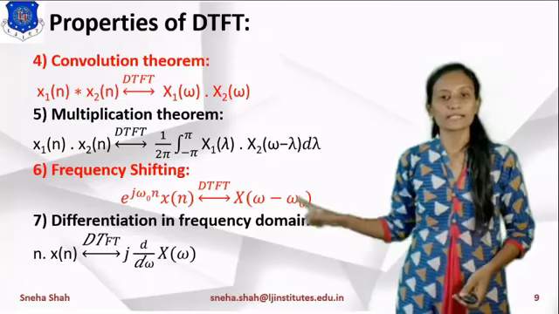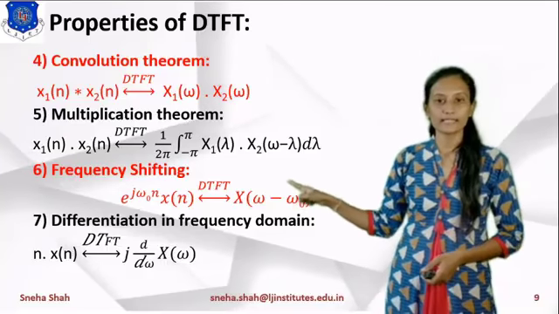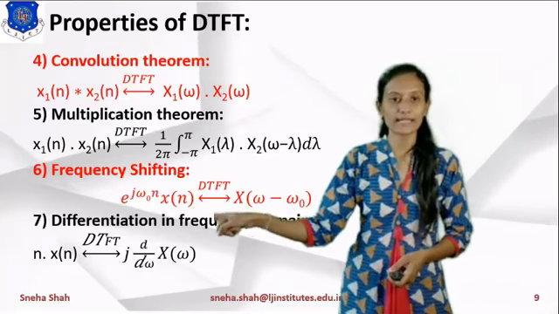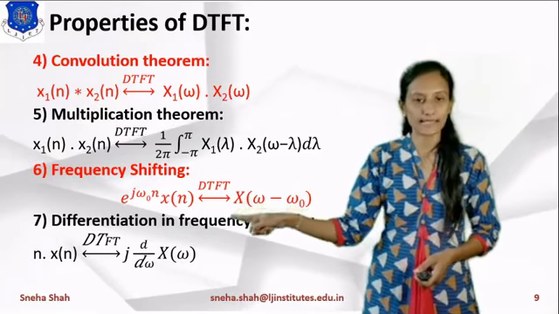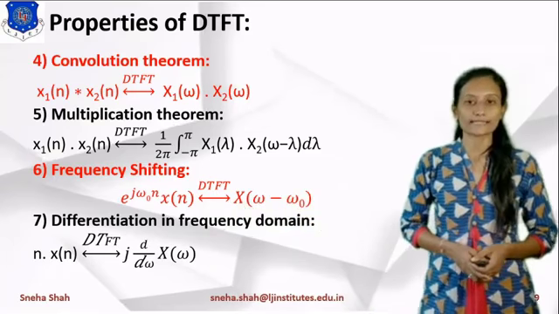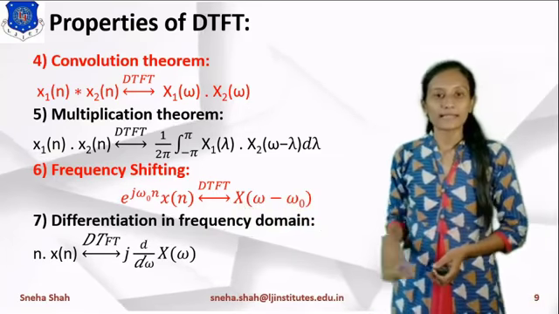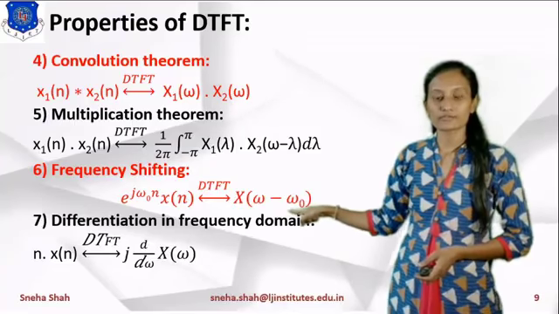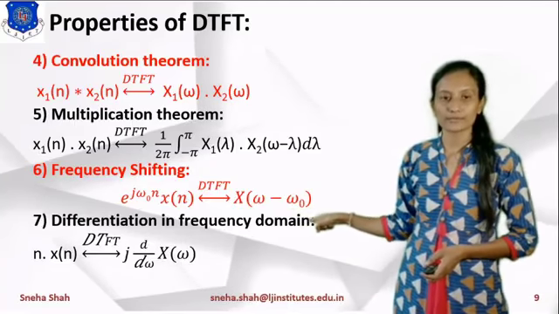Now the next property is the frequency shifting property. In this, if you want to shift in the frequency domain, then corresponding to it in the time domain, we have to multiply the signal x of n with e raised to j omega 0 n. So the term will be like this: e raised to j omega 0 n into x of n, DTFT of it equals x of omega minus omega 0.